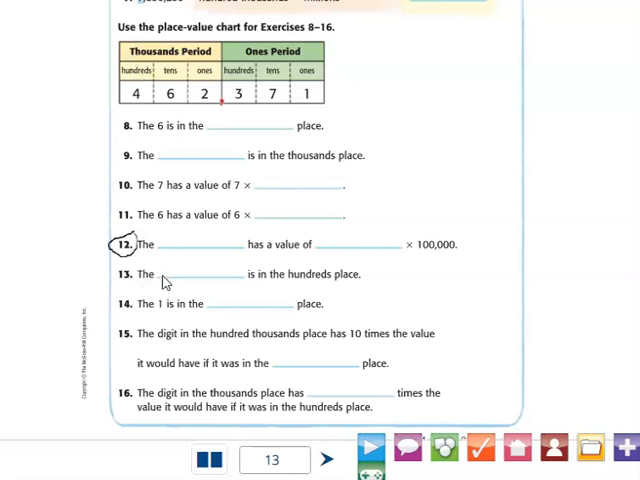Okay. So now, knowing that you're talking about this spot in the number chart, the what has a value of what times 100,000. So you're going to need numbers for these. And what is in the hundredths place? This is similar. What digit is in the hundredths place on this chart? Okay. We'll work on those. And remember, do these with your pencil until it's time to correct, then we will correct with pens.